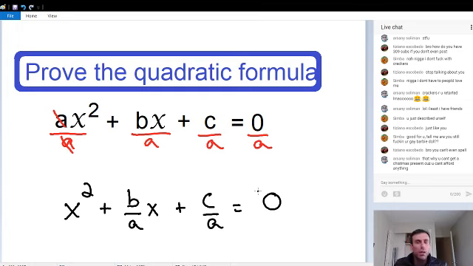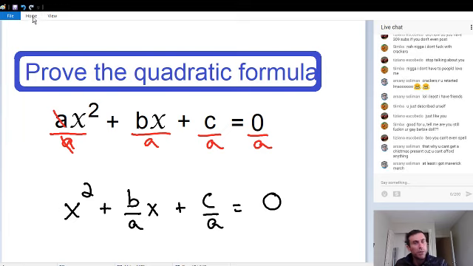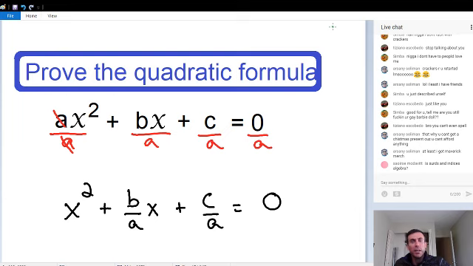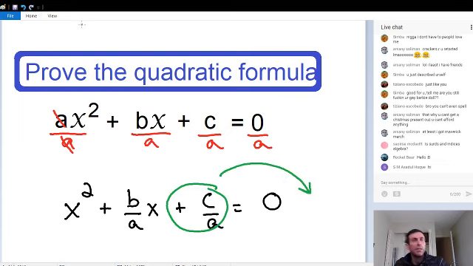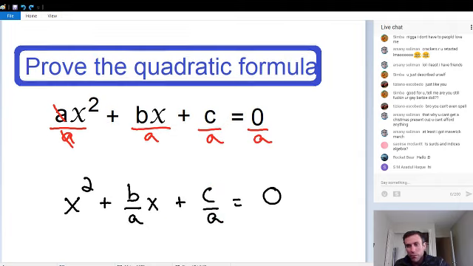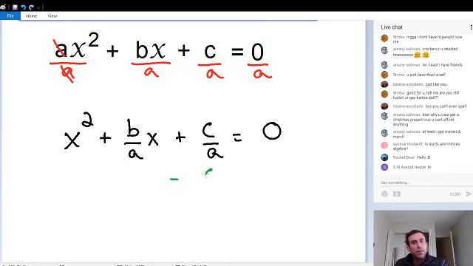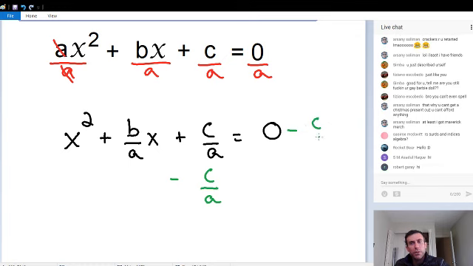All right. So now we need to move on to step number 2, because we got rid of this constant in front of the x squared term. So now we want to get rid of this constant of c over a, and we're going to bring it over to the right-hand side of the equation, which is what our step number 2 is. So to get rid of it, I'm going to subtract c over a from both sides of the equation. And on the left-hand side, the positive c over a and the negative c over a cancel each other out.